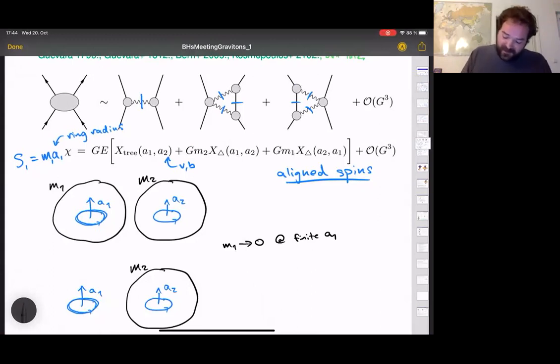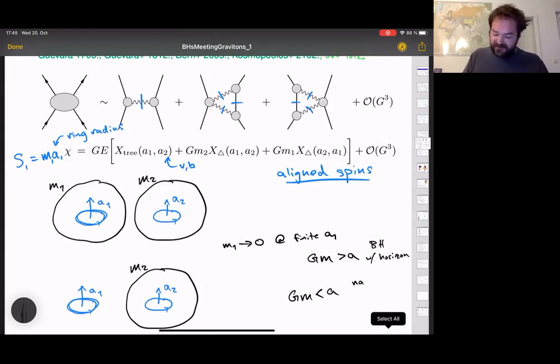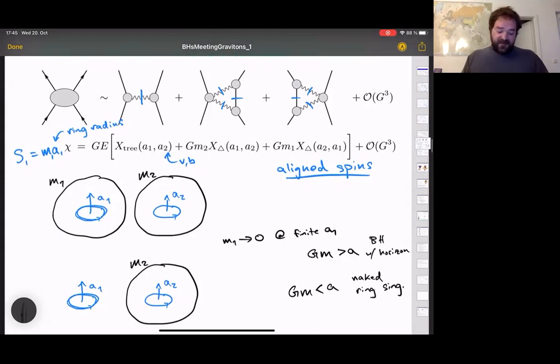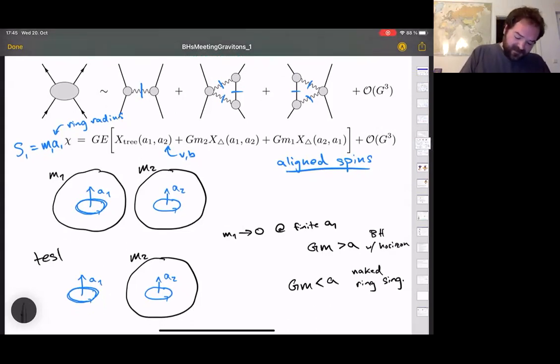Remember, for the Kerr solution, if G times the mass is bigger than the ring radius, that is actually a black hole with a horizon. So I'm depicting the horizons here in black. But if GM is less than a, it's a naked ring singularity. So this thing, which I would like to call a test black hole, a Kerr-like object of negligible mass but finite ring radius, is my naked ring singularity test black hole.